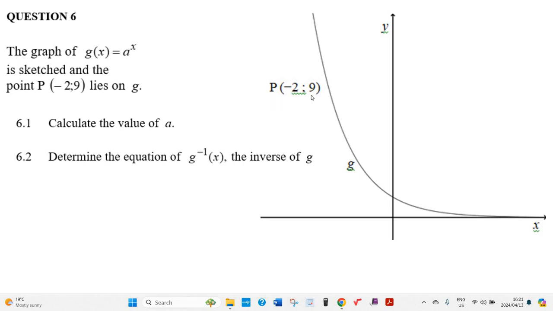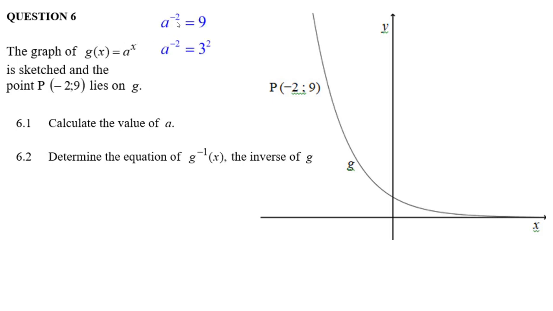Well, whenever they give you a point, all we got to do is take this 9 and minus 2 and plug it in. 9 is what y is here, g of x, and x is minus 2. So instead of x, put in minus 2. Instead of y, put in 9. We've got to get it into a base sort of situation. So instead of 9, we make 3 squared. If we can make these exponents the same, then we can compare the base and find a.